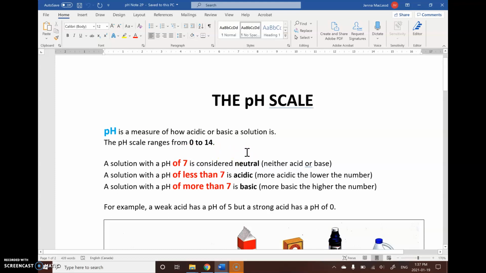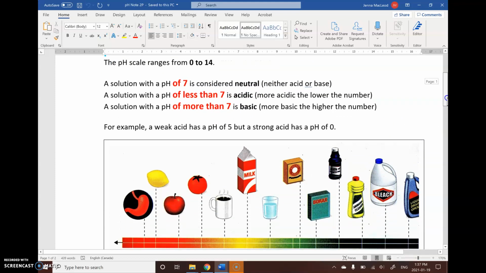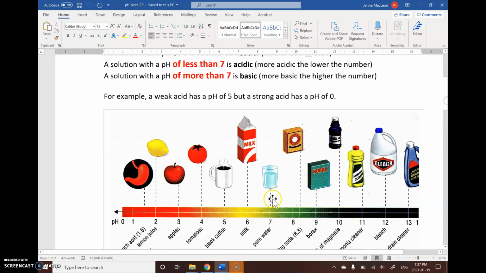So water is a good example of something neutral. A solution with a pH of less than 7 is acidic, okay? And that means that it has a pH that's low, that's below 7. Some examples are coffee, which has a pH of 5, and stomach acid, which has a pH of 1.5. So this is really acidic here.